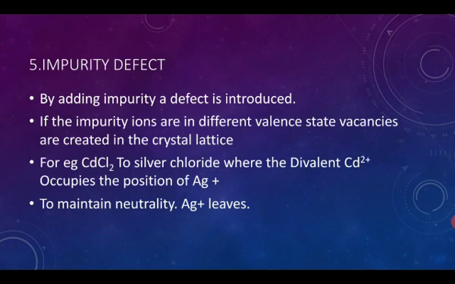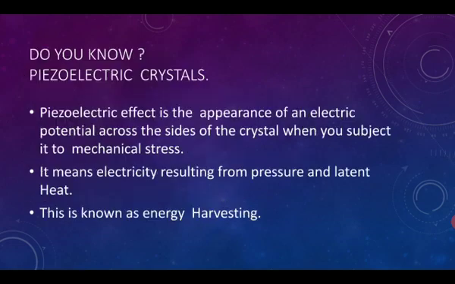For this, the best example is cadmium chloride, CdCl2, added to silver chloride, AgCl, where the divalent Cd2+ occupies the position of Ag+. You see, cadmium is 2+, silver is single +. So divalent Cd2+ occupies the position of Ag+. Therefore, to maintain the neutrality, one Ag+ will be removed from the place.